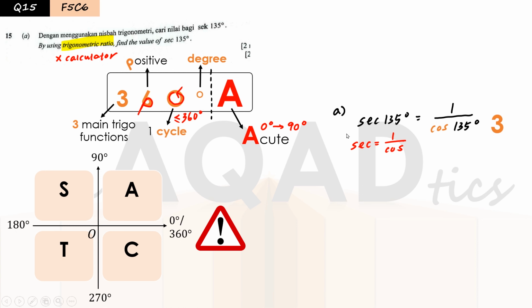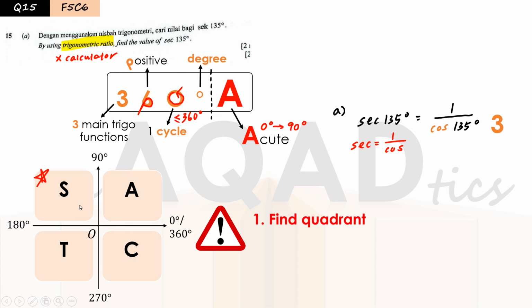So the first thing is, according to our angle here, which quadrant does it belong to? So 135 degrees, which quadrant does it belong to? Okay, so it should be S, right? Because S is the angles from 90 to 180 degrees, right? So it's section S, or the second quadrant.